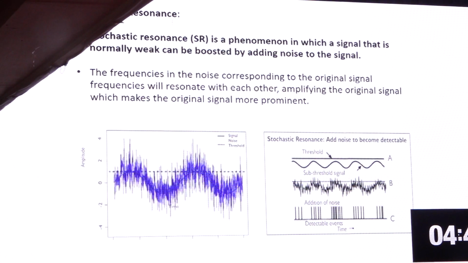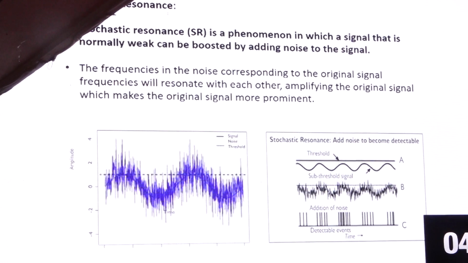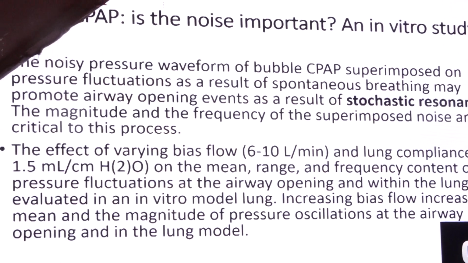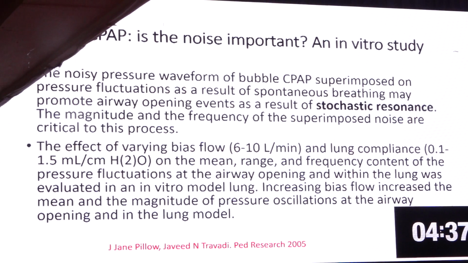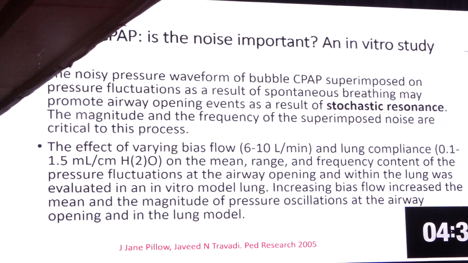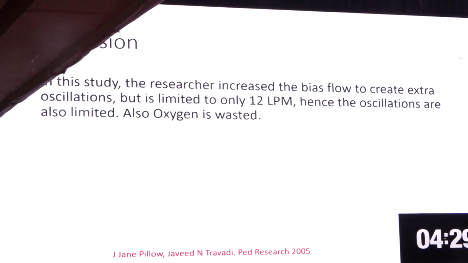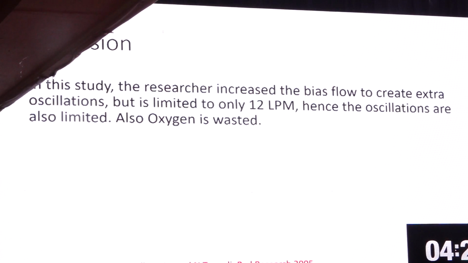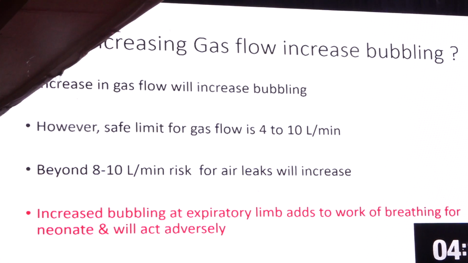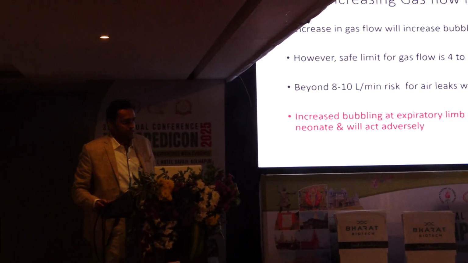Stochastic resonance is when we add noise in that amplitude. Now is it important? This was a study done almost 20 years back, where they showed that if we increase the bias flow from 6 to 10 liters or 12 liters, then the amplitude can increase. The only problem was there is a limit to increase and oxygen is wasted. Now can we increase gas flow? We can increase gas flow by increasing bubbling, but the safe limit is up to 10 liters. Beyond 8 to 10 liters, there is risk of air leaks, and there is increased bubbling at the expiratory limb, which will add to the work of breathing.